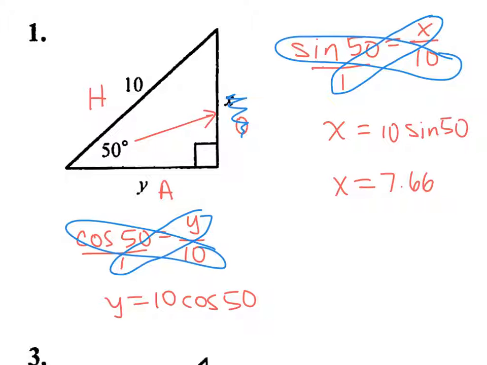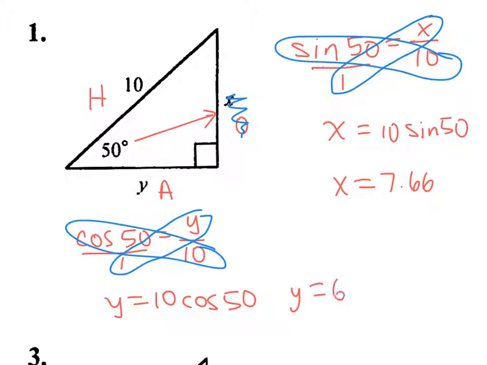Spencer already got a 6.42. Anybody else? That's what I got. Or 6.43? So maybe 6.43? Yeah, 6.43. All right, so 6.43.